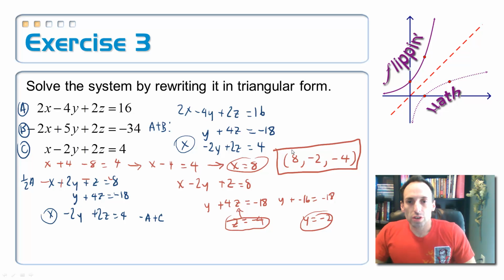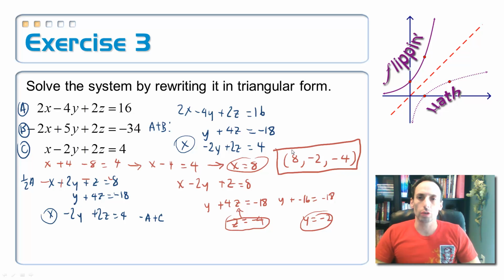So we just used maybe a half a sheet of paper in order to solve this by putting it in a triangular form using elementary row operations.